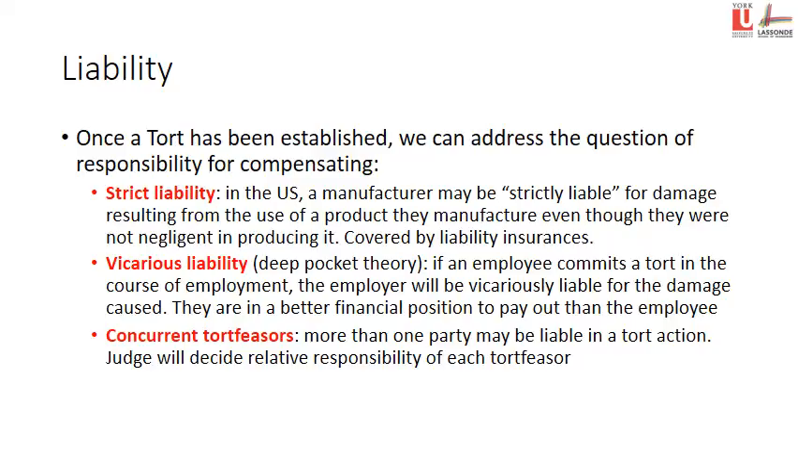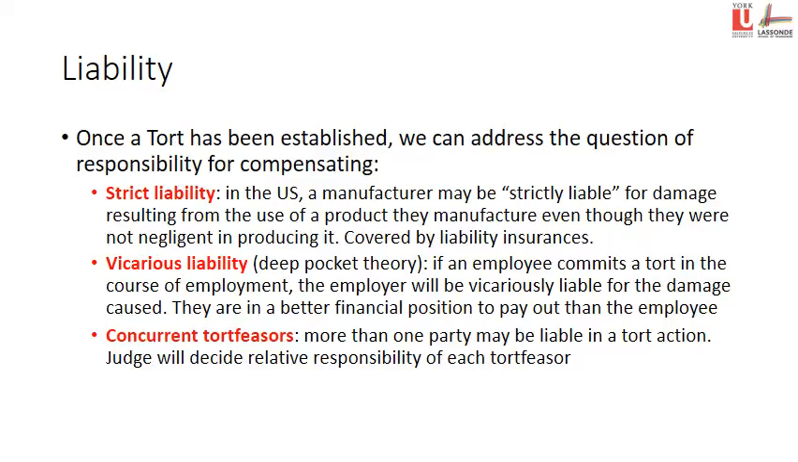Once a tort has been established, a wrongdoing has been established, then we can talk about the responsibility for providing compensation to the plaintiff. So we talk about liability. There are two types of liability that we talk about. Strict liability applies to any manufacturer for damage resulting from something that they've made, even if their production of it was not negligent. So basically, companies take out liability insurance to allow people to claim against them for harming themselves with a product, even though, as a manufacturer, you did everything you could to avoid that harm.